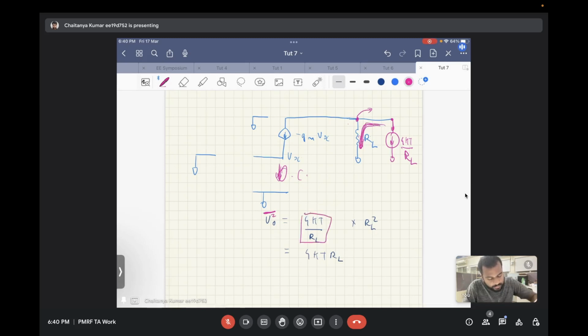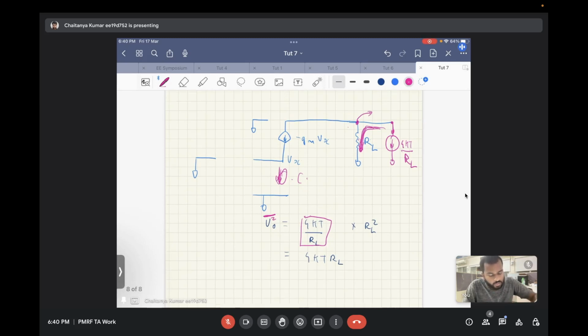So it will be 4kT by RL, that is the current flowing in this, multiplied by the transfer function square. Now, what is the transfer function from this current to this output voltage? It is RL, and its square will be RL squared, correct? So what we will have is the current's power, that is 4kT by RL, times the transfer function squared, that is RL squared. So overall we have 4kT times RL. Is it clear?